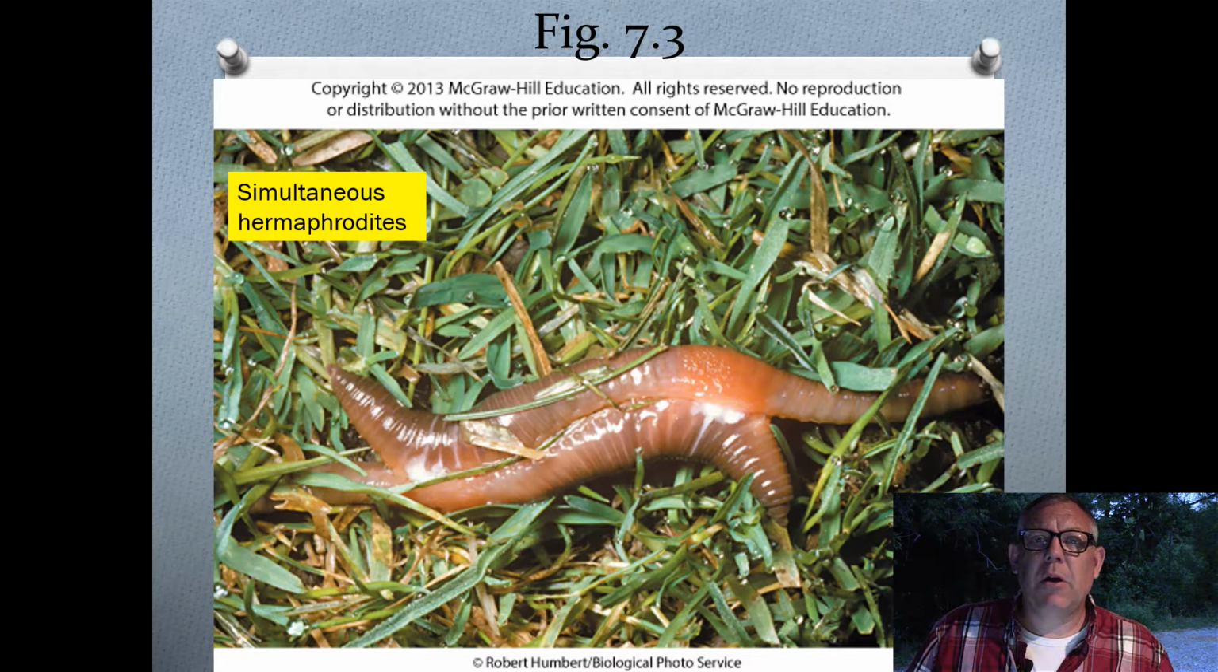And so later on in lab, we're going to talk about earthworms, and they are simultaneous hermaphrodites. They have both male and female reproductive organs. Every earthworm produces both sperm and egg, and you can see here how they're mating. There's something called the sperm groove, and they release sperm, and it travels down that groove. And so every worm can fertilize every other worm and be fertilized by every other worm.